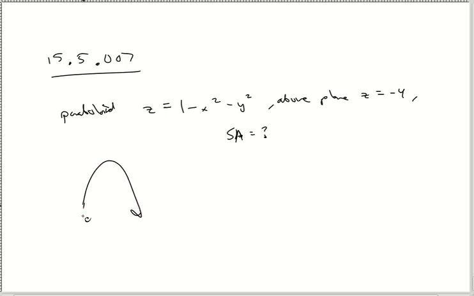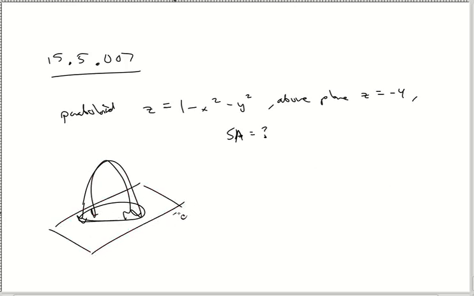So we got a paraboloid upside down. It's kind of like a cup or a bowl or something, and it's upside down. And then I have this plane here at z equals -4. And so basically it's making that circle shape as it's hitting this plane, and they're wanting to know what is the surface area of this dome here. So yeah, what is that surface area?